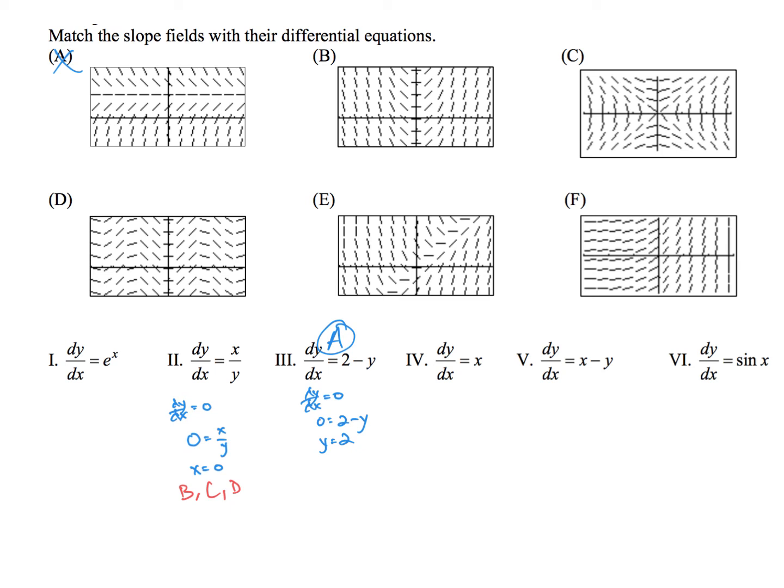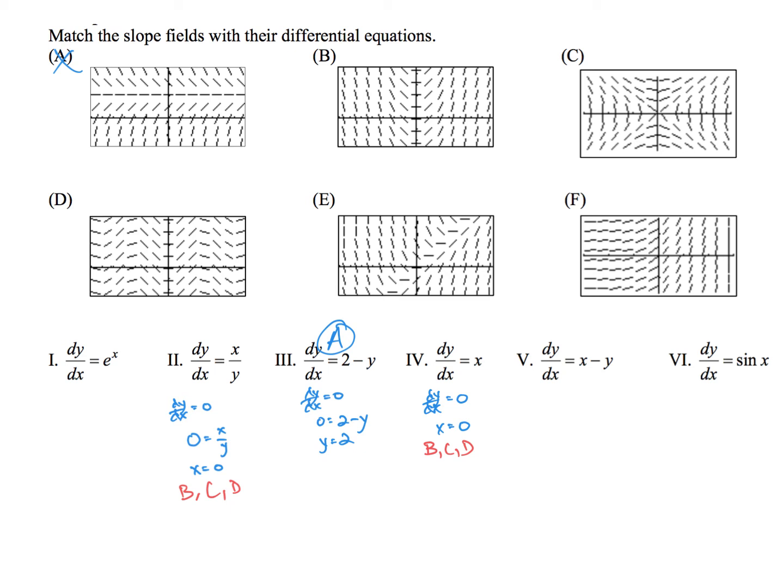Let's look at number 4. I have dy dx is equal to x. So if I set dy dx equal to 0, I'd get x is equal to 0. Well, again, what are those in between right now? B, C, and D.